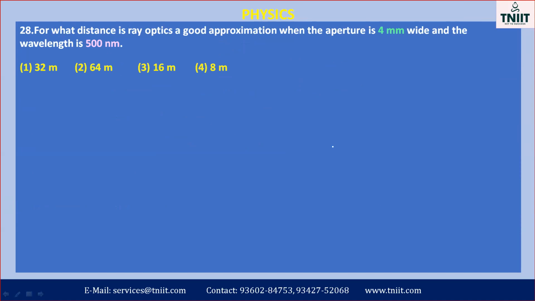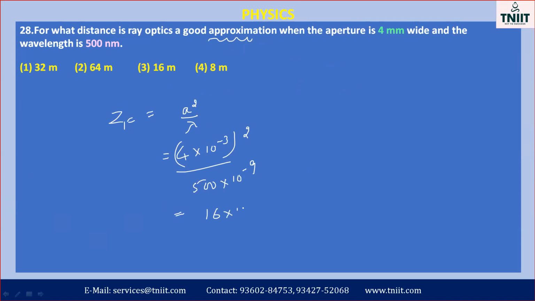For what distance is ray optics a good approximation? For good approximation, you know that the Fresnel distance should be equal to a squared by lambda. A squared is 4 mm squared. What wavelength have they given? 500 nm. So 4 squared will be 16, times 10 power minus 6, by 500 into 10 power minus 9.